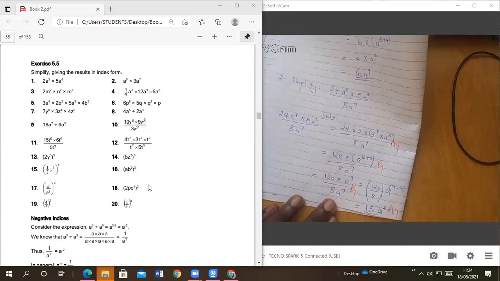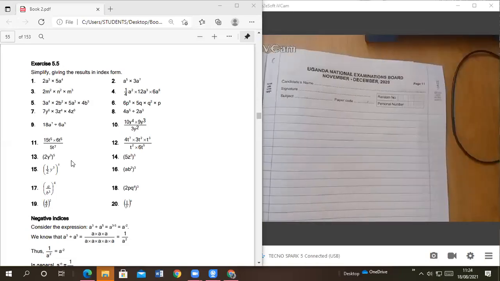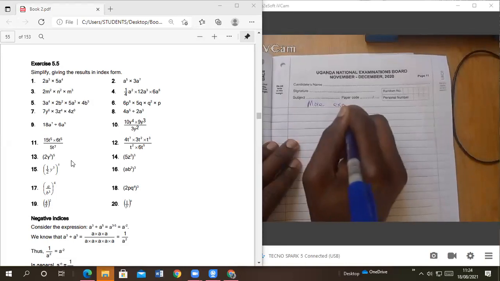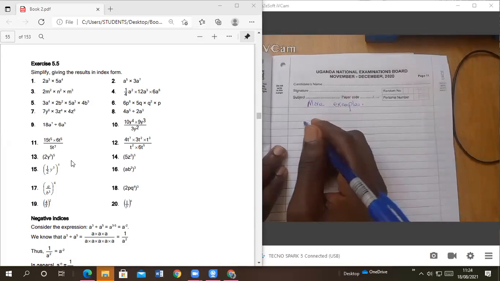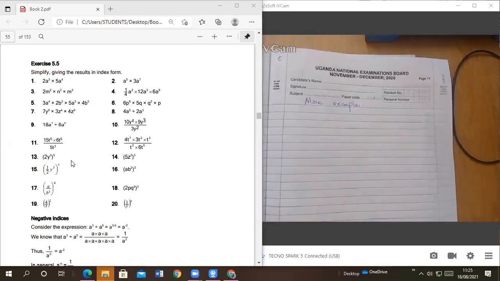So are you seeing the question? Are you seeing the exercise there? Let's go to more examples now. Someone just pick any question from there and we do it. Pick any. Number 15.